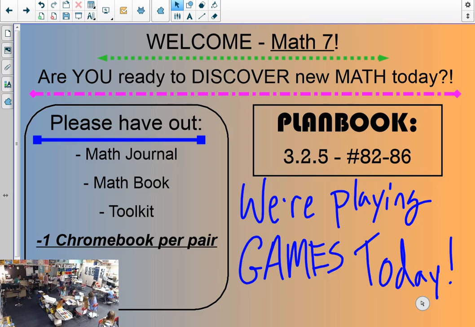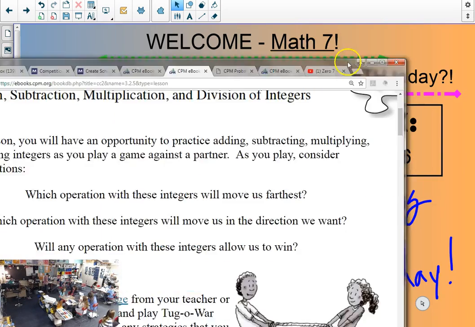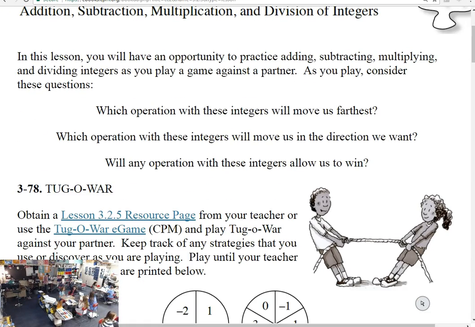So, in the ebook, navigate to 3.2.5. Stick up a hand if you need some help. I can open another cart too if we need.